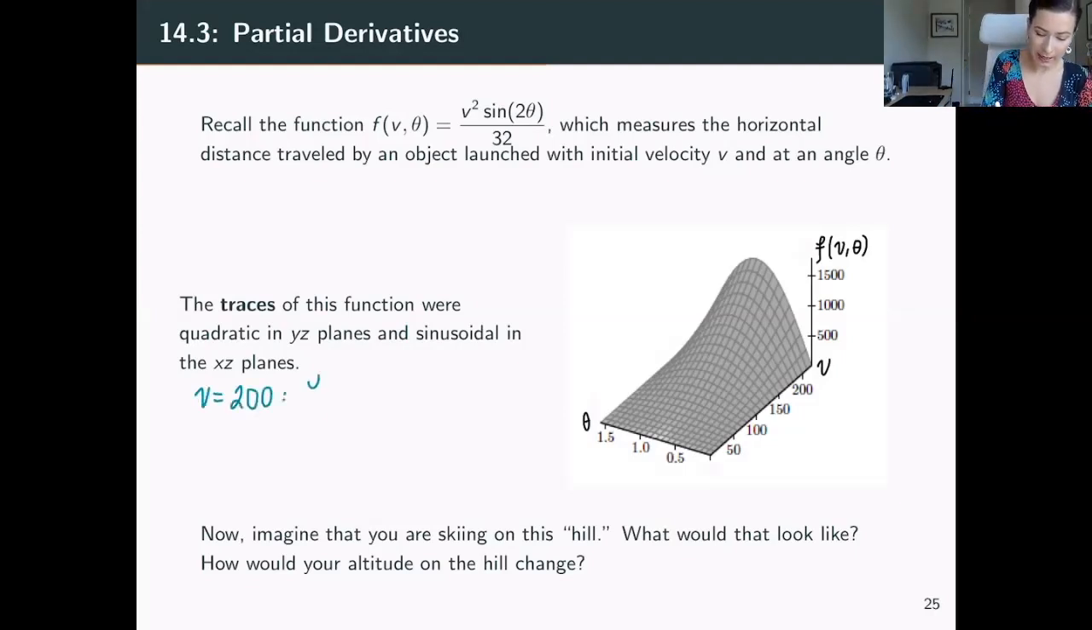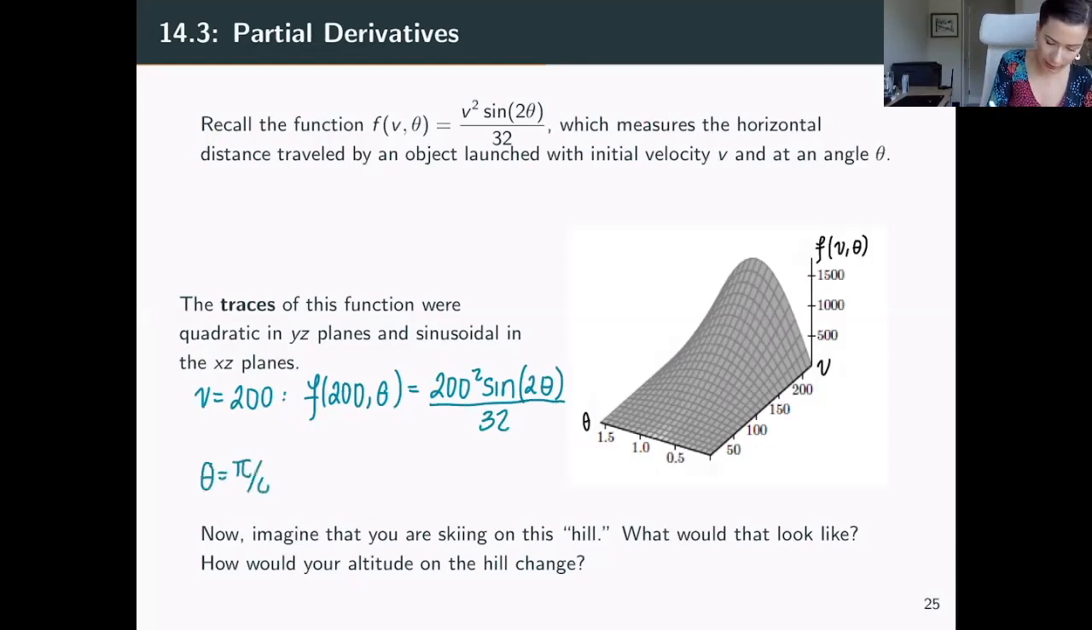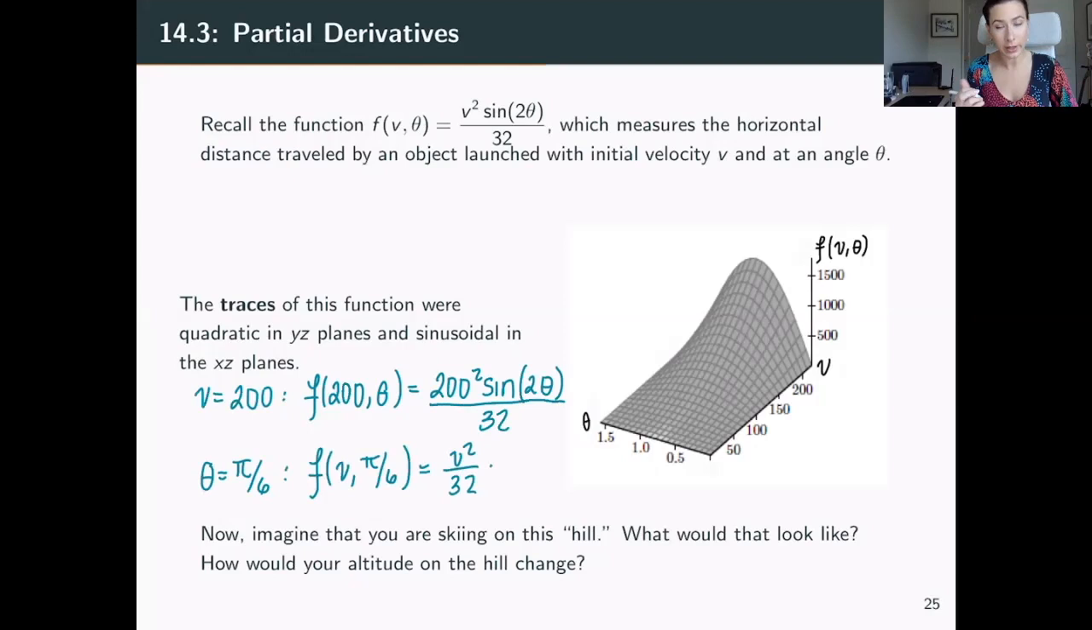When we did this, we had f of 200 comma theta, and this ended up being a sinusoidal function, where we had sine of 2 theta times v squared divided by 32. On the other hand, when we fixed theta to be equal to pi over 6, we had a function f of v comma pi over 6, where we ended up having v squared divided by 32 times sine of pi over 3, which is the square root of 3 over 2.